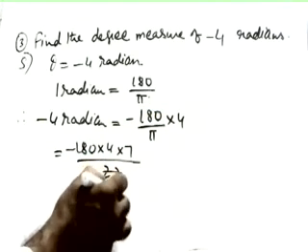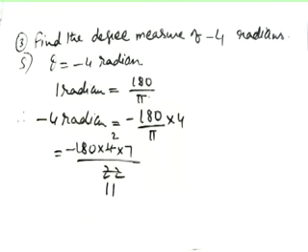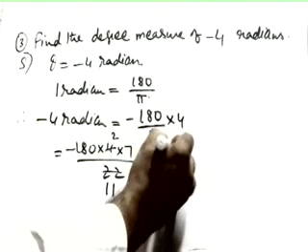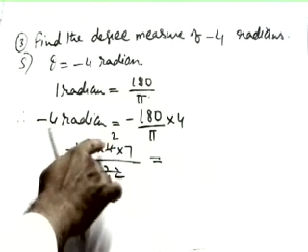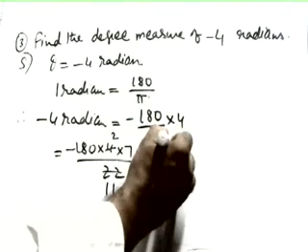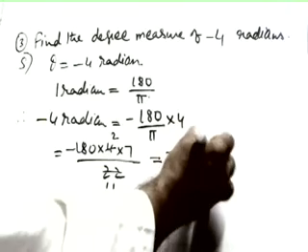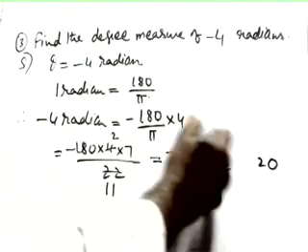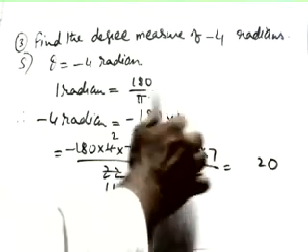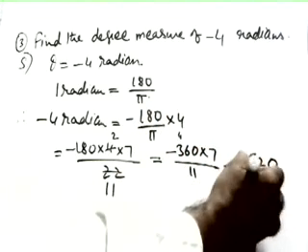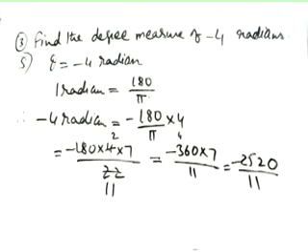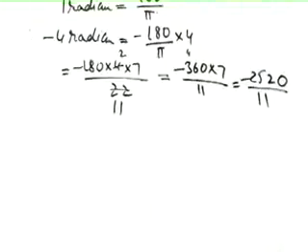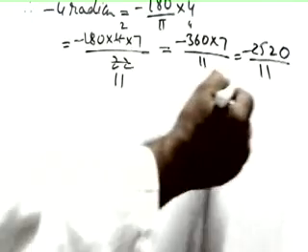Now let me cancel this one. This will get cancelled, 2 11s, 2 2s. Now let me multiply this one. Equals minus, we can write 180 into 2 is 360, minus 360 into 7 by 11. Again multiply with 7, 0, 2 carry, 4, 7 3s are 21 plus 4, 25, minus 2520 divided by 11.